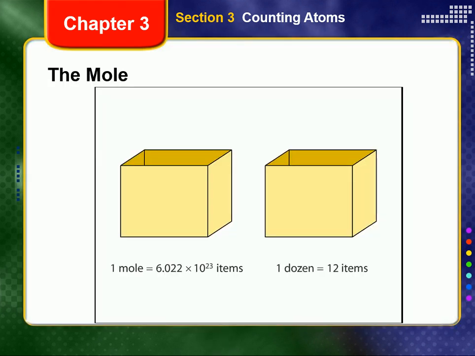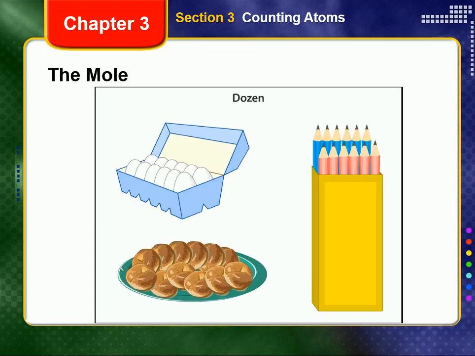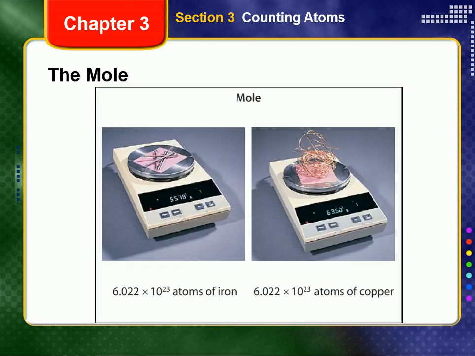A mole is a quantity, similar to a dozen. There are 12 items in a dozen, and 6.022 times 10 to the 23rd items in a mole. A dozen eggs, a dozen bagels, and a dozen pencils have different weights or masses and have different properties. The term dozen tells you that there are 12 of the item. Similarly, a mole of iron and a mole of copper have different masses and have different properties, but both represent the same number of atoms, 6.022 times 10 to the 23rd atoms.